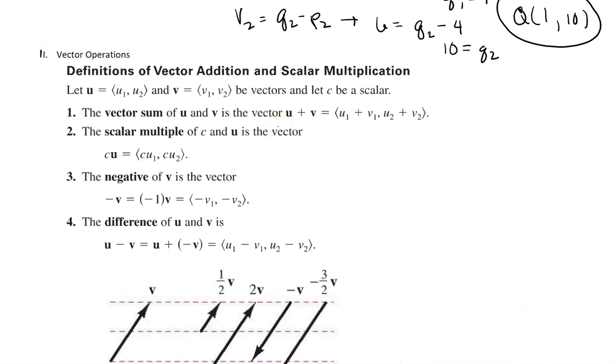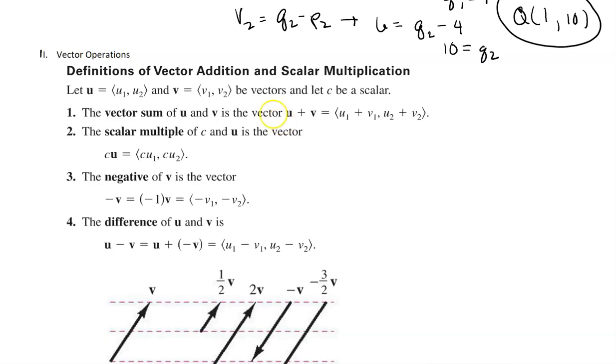If we have two vectors u and v, and c is a scalar, the vector sum of u and v is the vector u plus v equals u1 plus v1, u2 plus v2. So you add the first components and you add the second components. The scalar multiple of c and u is the vector c times u, which is cu1, cu2. So you just distribute the c over both components. The negative of v is the vector negative 1 times v, so both components get multiplied by a negative 1. And the difference of u and v is the same as u plus negative v, or u1 minus v1, u2 minus v2.